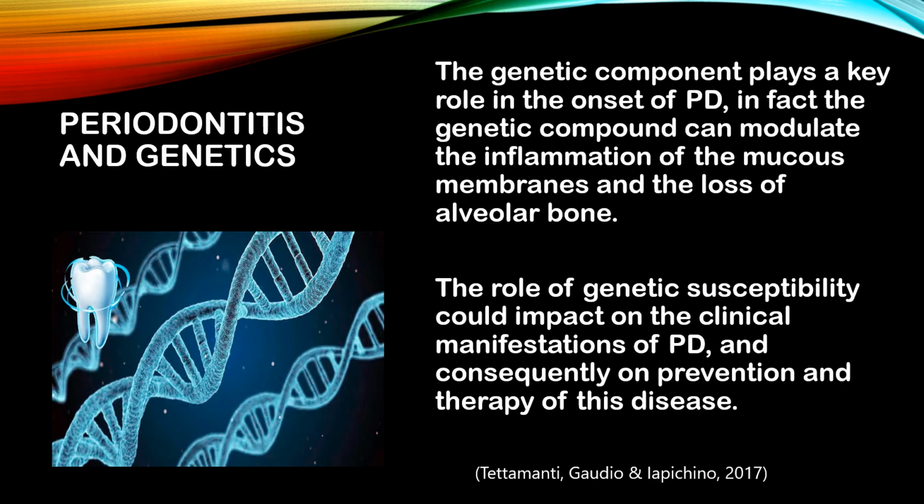The genetic component plays a key role in the onset of periodontal disease. In fact, the genetic component can modulate the inflammation of the mucous membranes and the loss of alveolar bone. The role of genetic susceptibility could impact the clinical manifestations of periodontal disease and consequently the prevention and therapy of this disease.